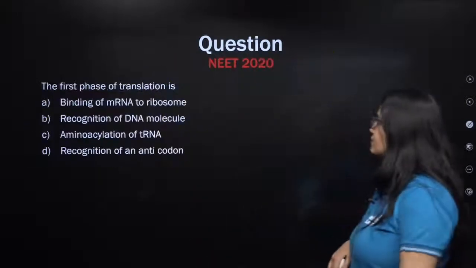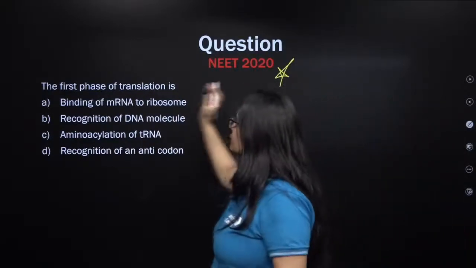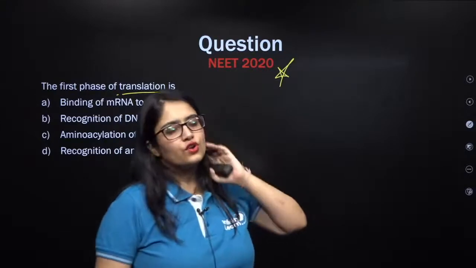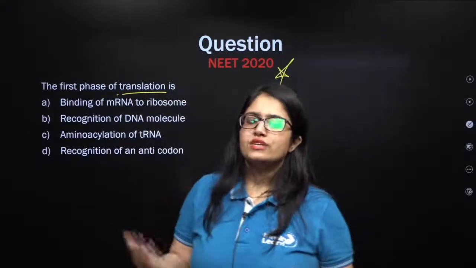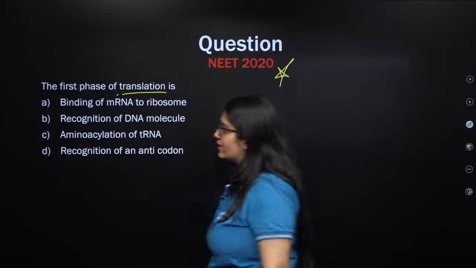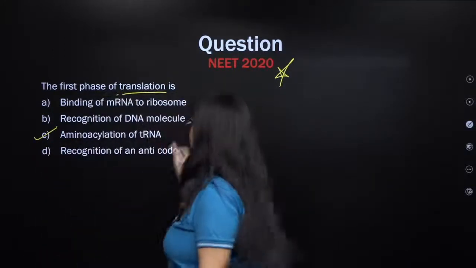Next question. This was asked in NEET 2020. The first phase of translation is, what is the first step? What is the first phase of translation? Translation is the process where polypeptide chains, proteins, are synthesized. So can you guess which of the following is the first phase, my lovely kids? Yeah, that's absolutely correct. Amino acylation of tRNA, or charging of tRNA.